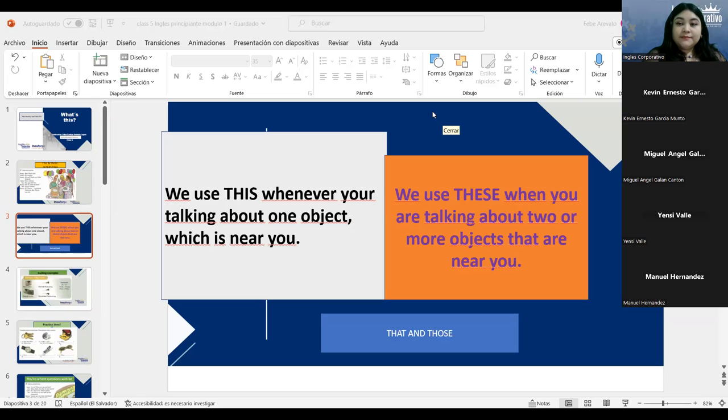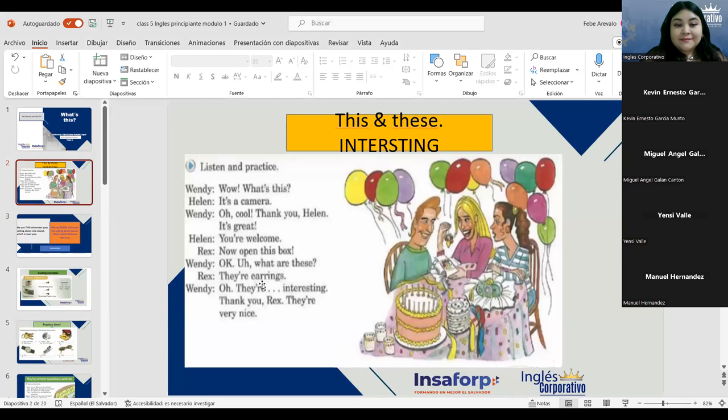Ah, no, era sobre el ejemplo anterior. Es que no estaba seguro de cómo se pronunciaba la palabra, la segunda oración de Helen. Your. Okay, your. Yes, your. Very good. Excellent. Now, let's move on.